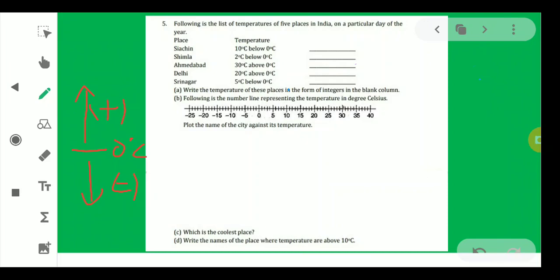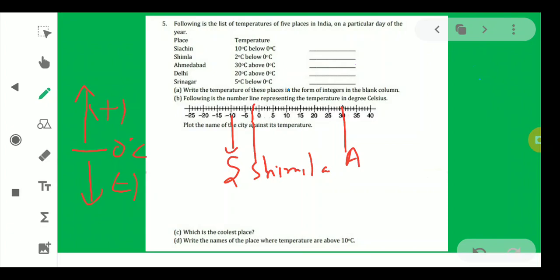Now we have to plot the name of the city. Now 10 degree below 0 means this temperature. So 10 degree below 0 it was Siachen. So here we will write Siachen. Then Shimla was 2 degrees Celsius below 0. So 2 degrees Celsius below 0 means from 0 we will move 2 degree back. So this is minus 2 degree. So this is Shimla. We can see on the number line. Then it is Ahmedabad, 30 degree above. So 30 degrees here. So this will be Ahmedabad.